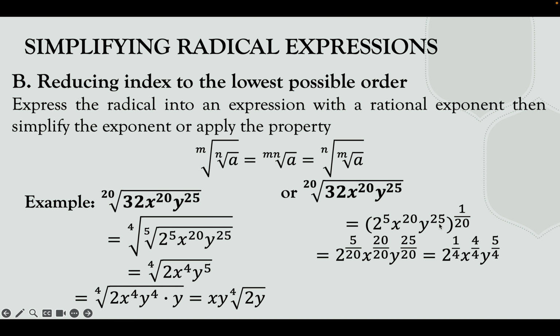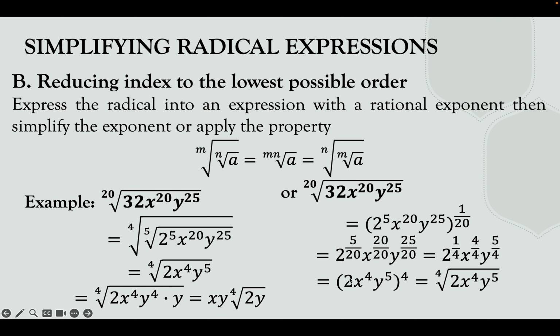And then we have 25 times 1 over 20, we have y raised to 25 over 20. Simplify the exponent, so we have 2 raised to 1, x raised to 4/4, and y raised to 5/4. Now, we can change this one into radical form to simplify the given radical. Since we have the same denominator, 4, we can raise this one. So we have 2x raised to 4, y raised to 5, all raised to 1/4.